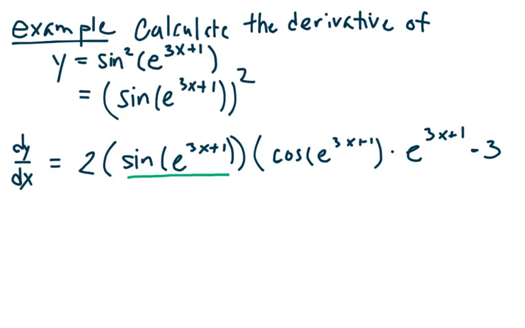So let's walk through that again. Okay, we had sine squared of e to the 3x plus 1. We took the derivative of the very outer function, 2 times sine of e to the 3x plus 1. Then we took the derivative of sine of e to the 3x plus 1 and got cosine of e to the 3x plus 1 times e to the 3x plus 1 times 3, where the e to the 3x plus 1 times 3 is the derivative of e to the 3x plus 1. Okay.